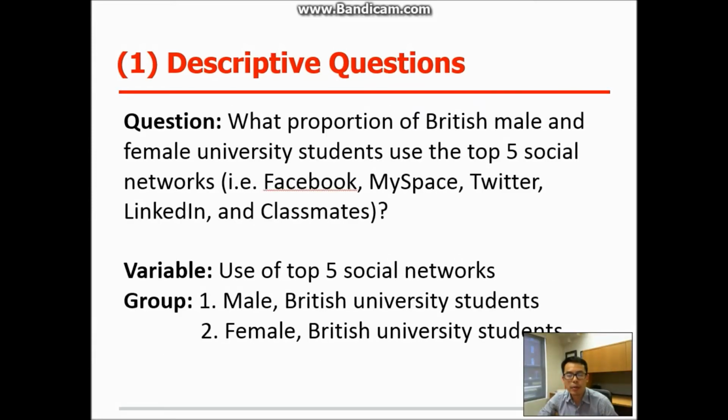The third example of a descriptive question is pretty complex. What proportion of British male and female university students use the top 5 social networks such as Facebook, MySpace, etc.? There is only one outcome, use of the top 5 social networks, and there is no cause. The cause might be their educational background or their familiarity with computers. Because there's only one dependent variable, we consider this descriptive too. However, in this research we have two groups: male British university students, and their counterpart, female students.